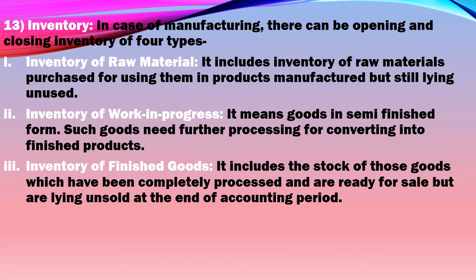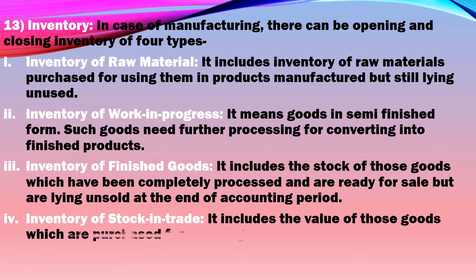So there can be some finished goods which are already ready for sale, but at the end of the accounting period they are lying as unsold. Next we have inventory of stock in trade. It includes the value of those goods which are purchased for reselling. So here, not only in a manufacturing concern, but like in a trading concern, you have bought goods for resale purpose. Those goods which you have purchased for reselling purpose and are lying as unsold.